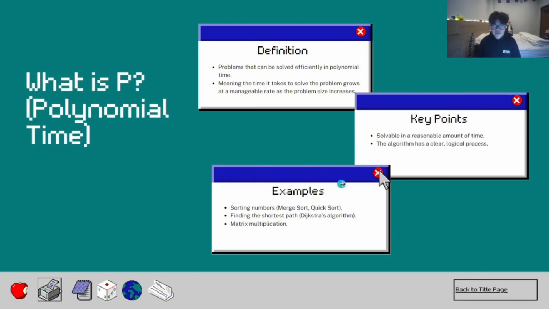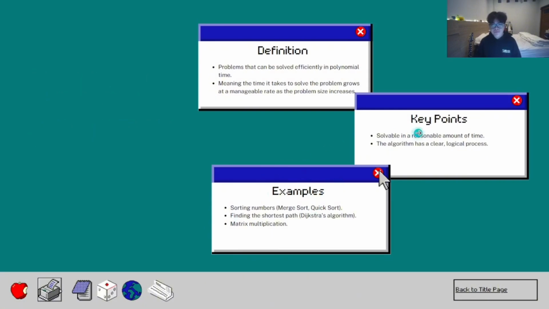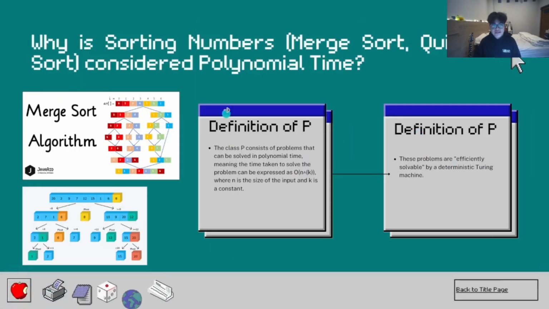Some examples of polynomial time are when we sort numbers, find a shortest path, or do matrix multiplication. Now, let's delve into these examples and find out further why they are polynomial time. So let's see here first. Why is sorting numbers, such as merge sort and quicksort, considered polynomial time? Well, first, let's look at the definition of P again.